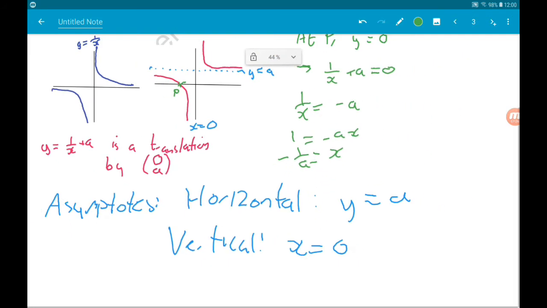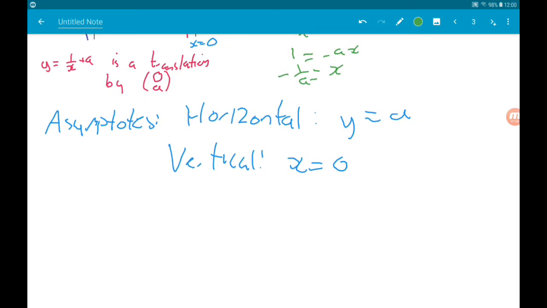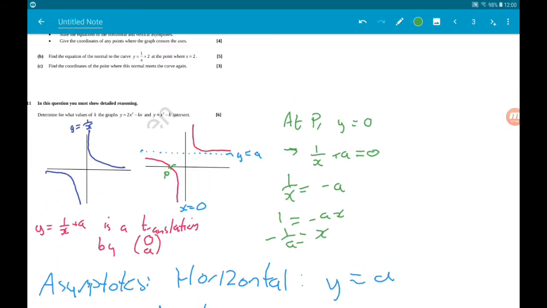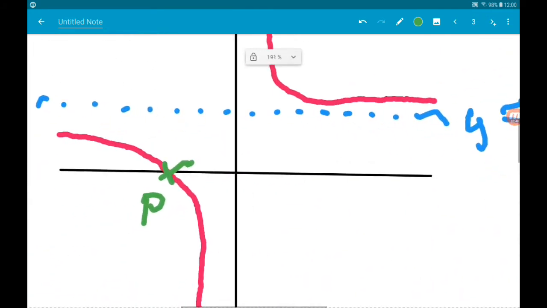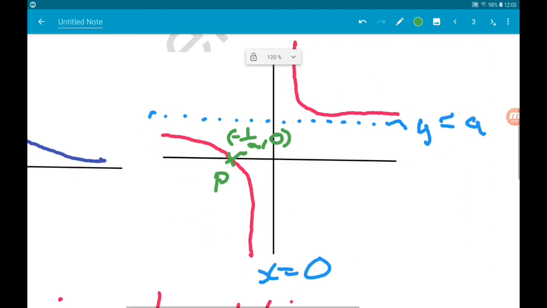So, point P has coordinates minus 1 over a, 0. Cool. So, let's put that on our sketch. Cool. There is our sketch.